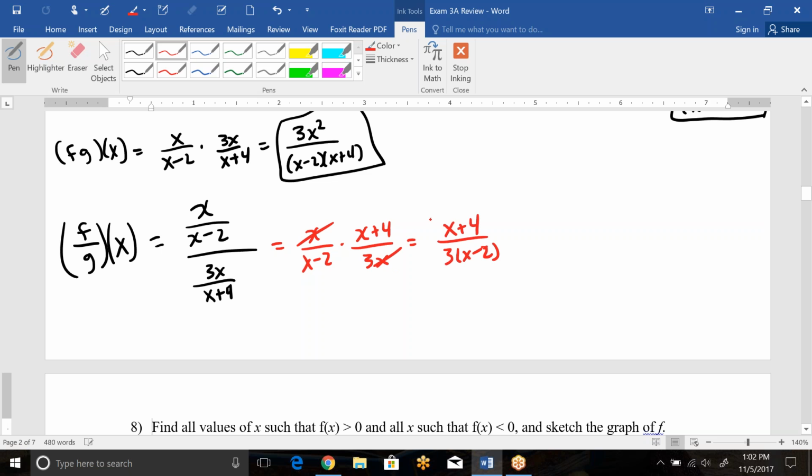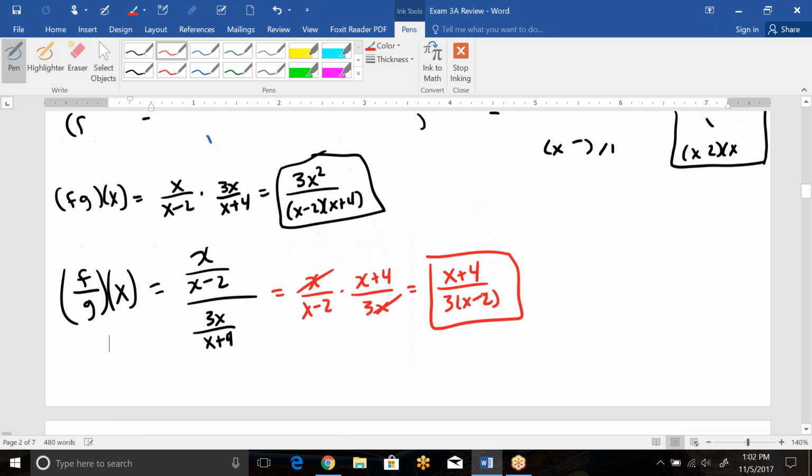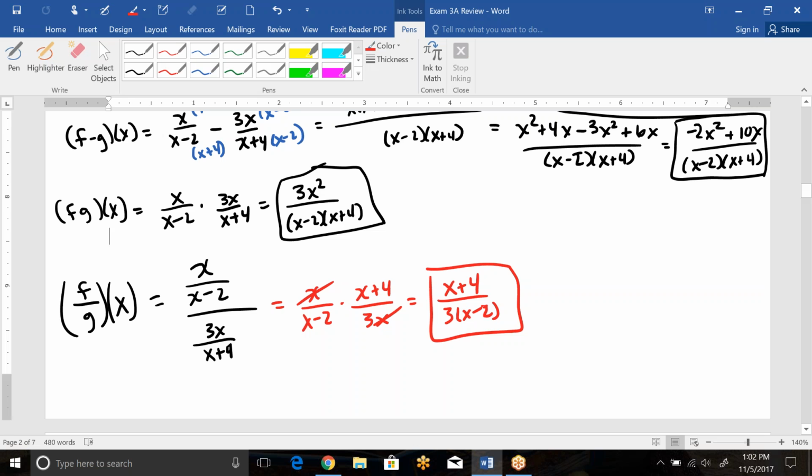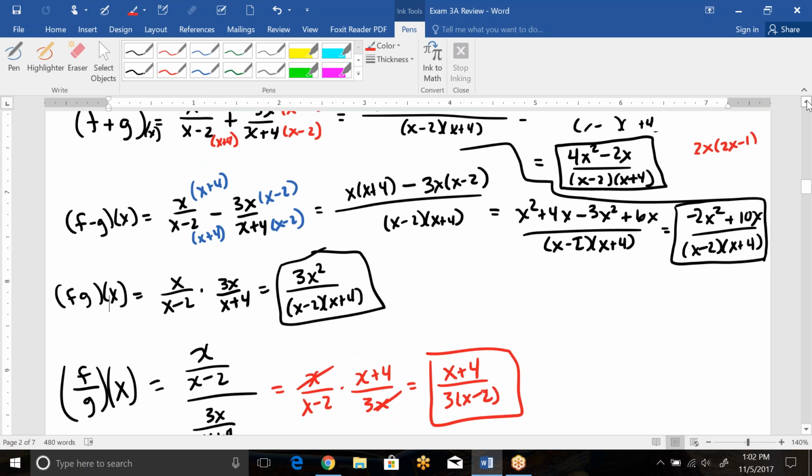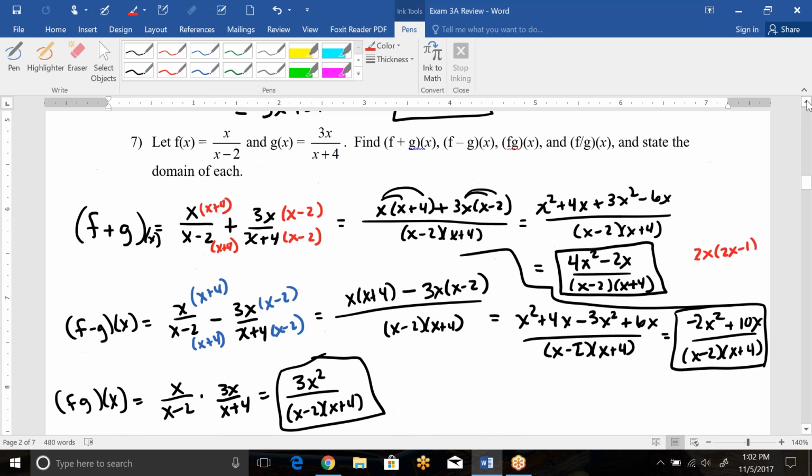So there's that one. Okay, now notice I did that one in red. All the other ones were done in black. The domain of adding, subtracting, and multiplying are all the same. It is what are the combined domains of the two original functions, which means we go back up here and we say, okay, in this original function f, the only thing that was not allowed was 2, because if you plugged in 2, you'd get a dividing by 0. In this function, you couldn't have been negative 4 for the same reason.